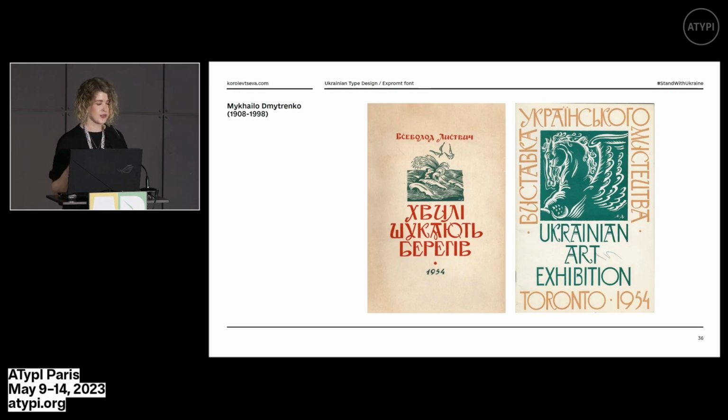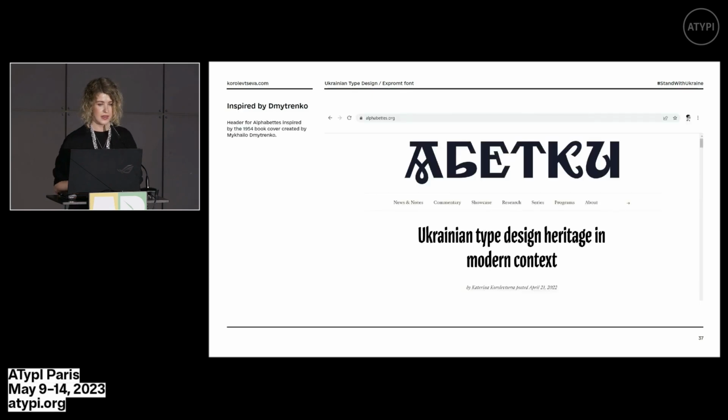This is my favorite Ukrainian graphic artist of the past century, Mikhailo Dmitrenko. I love all his works, all his letters. A lot of Ukrainian graphic artists lived in different countries because of wars. I was inspired by Dmitrenko, and in 2022 I created this header for the Alphabets community.